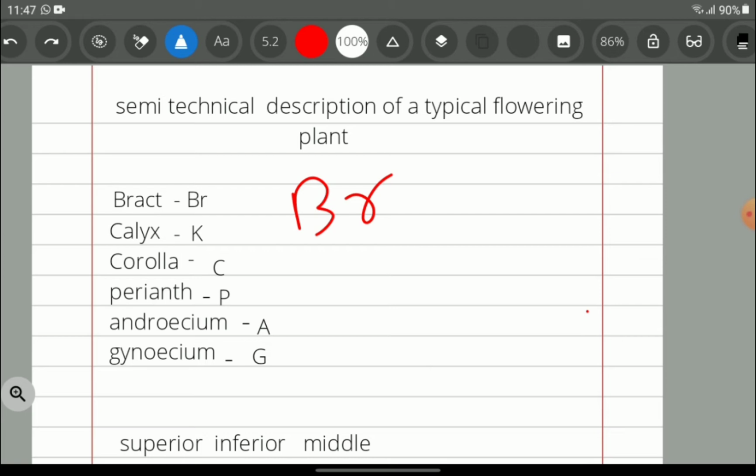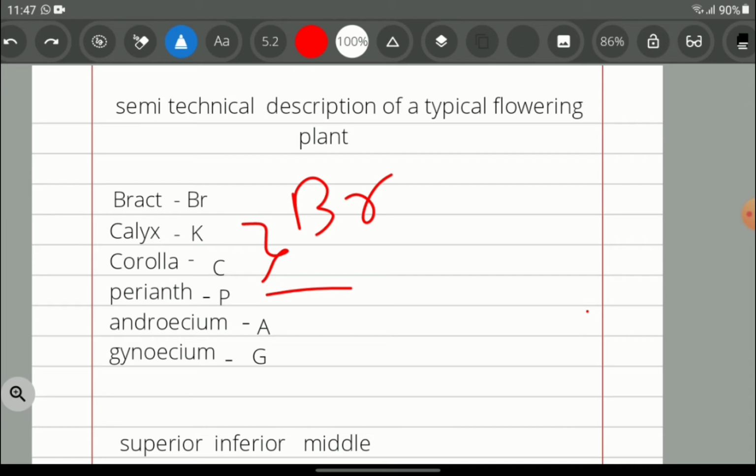Then comes corolla, which is represented by C. These two are confusing because both of them start with C, and we get confused about which one we should write K for and which C for. So calyx stands for K, and corolla stands for C. Then comes the perianth, that means when the calyx and corolla are undifferentiated, they are tepals, neither sepal nor petal. We have only one single petal-like thing, that is tepal, and that group of tepals is called perianth, which is represented by P.